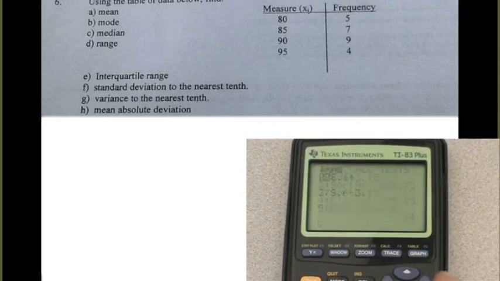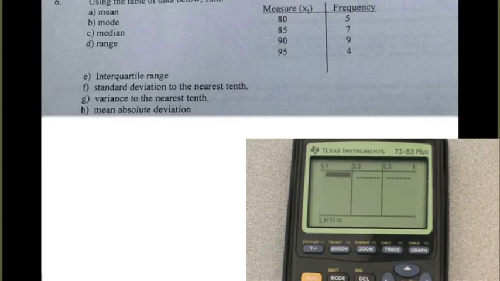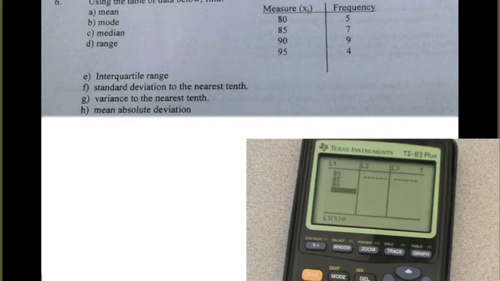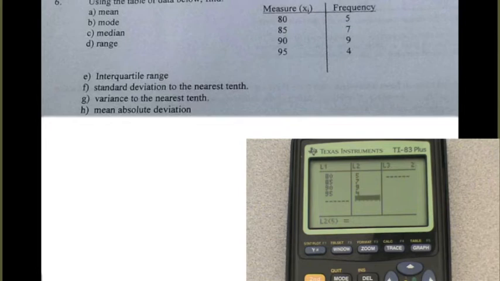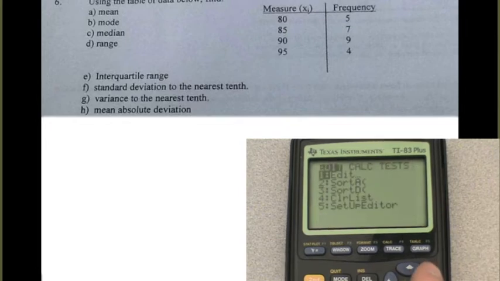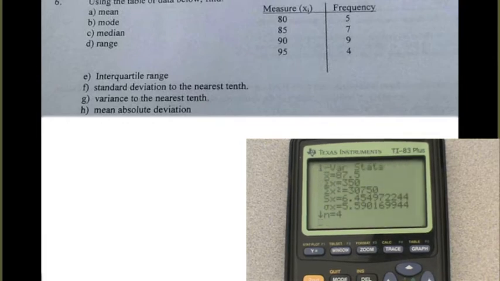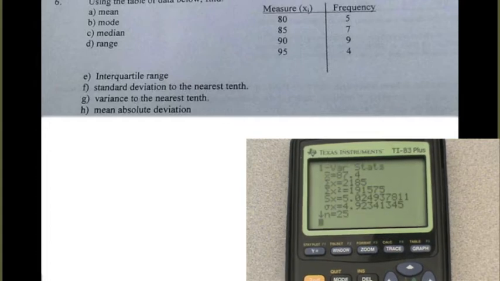We want to go into our stats, edit, clear out what we had in there before, and enter 80, 85, 90, 95. Then in the other list, enter 5, 7, 9, and 4. And we want to go into statistics. We still want the one variable stats. And we need to remind the calculator that we want list 1 and list 2. It will bring up our information here.